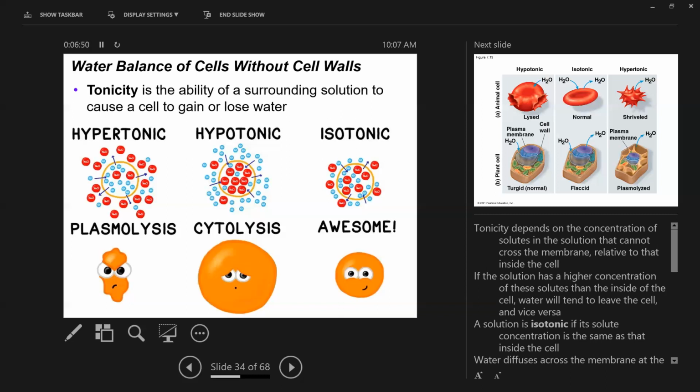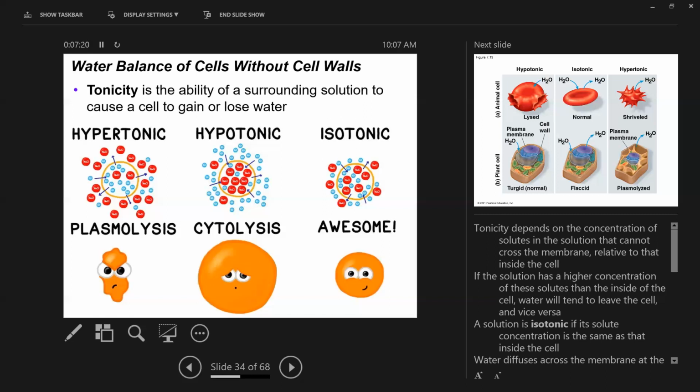If we put a cell into a hypotonic solution, meaning there's a lower concentration of solutes outside the cell than inside the cell, so hypo meaning lower, then water is going to flow into the cell. And that can cause cytolysis, actually cell lysis, where a cell could rupture.